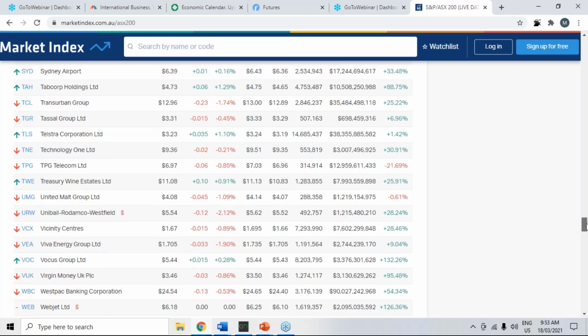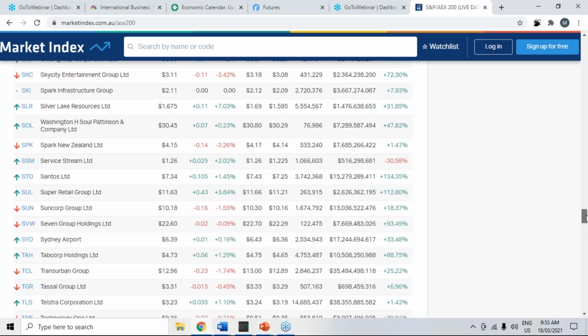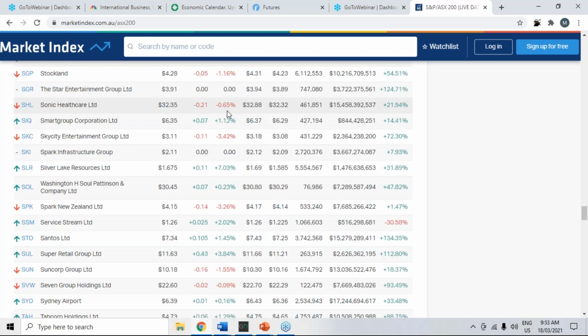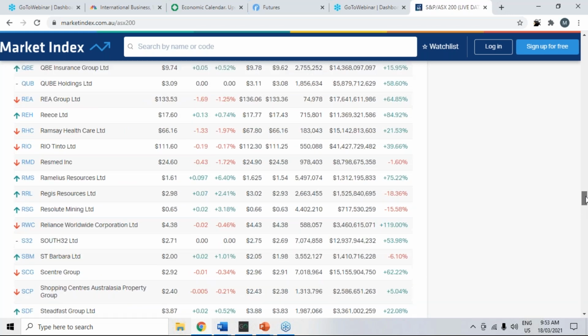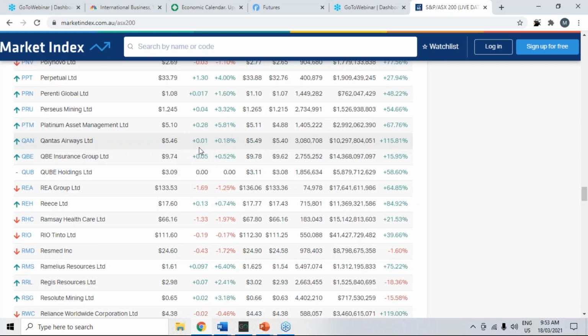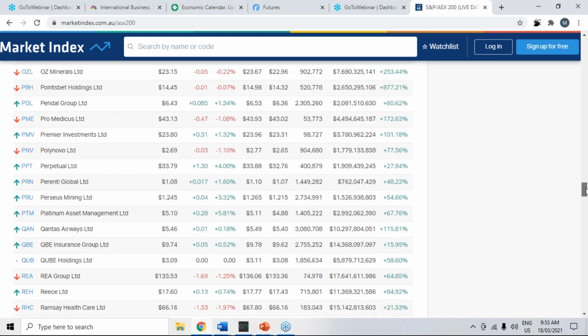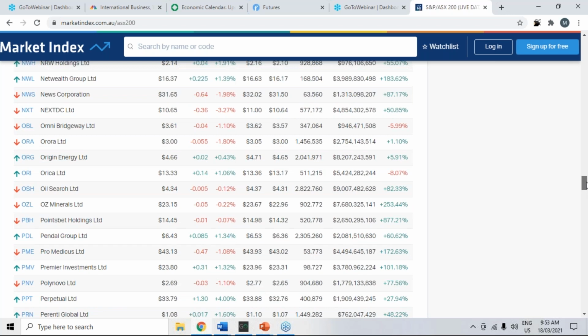So what is doing well? Well, we talked healthcare yesterday. Sonic are unfortunately not playing the game, but we'll have a look at a chart of that. Qantas have regained their footing, albeit a minor move up, but we'll have a look at a couple of the lithium stocks as well, which seem to be getting lots of airplay at the moment.